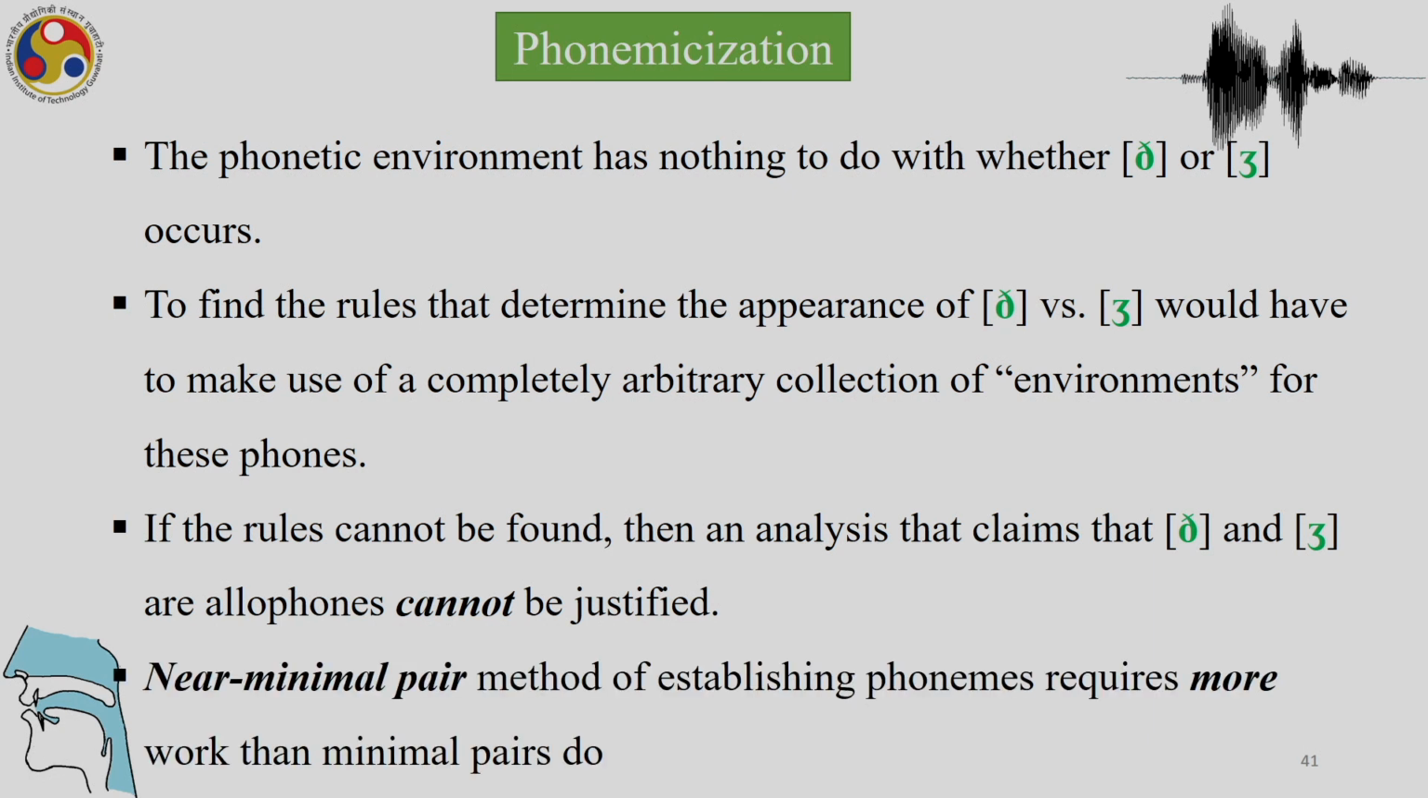So, obviously, minimal pairs are the most straightforward method to establish phonemes, and near minimal pairs require much more work because there is a little difference between the pairs.